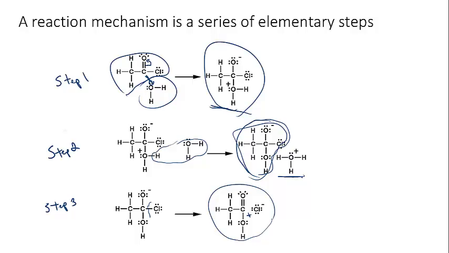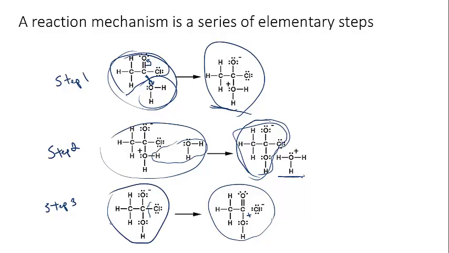Let's go back for a second. In this first step, 2 things react. So that's a bimolecular step. In the second step, 2 things react. That's a bimolecular step. In the third step, a single molecule is reacting, so that's a unimolecular step. And almost all steps are either unimolecular or bimolecular.